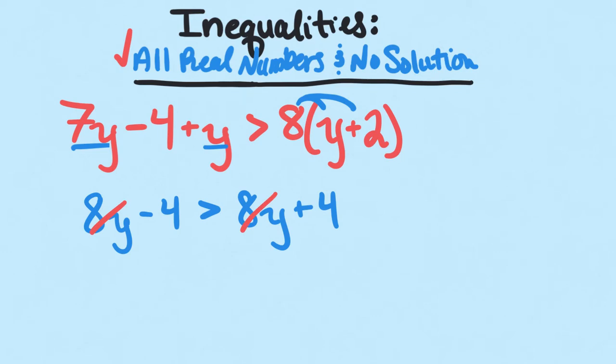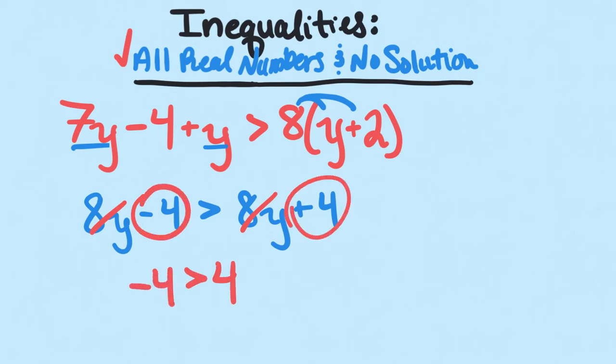We have 8y on the left side, 8y on the right side. If you were to try and move the variable, they would cancel out anyway, so we'll just mark them out. And so we're going to write what we have left. So negative 4 is greater than positive 4. Okay, and now that is an untrue statement.